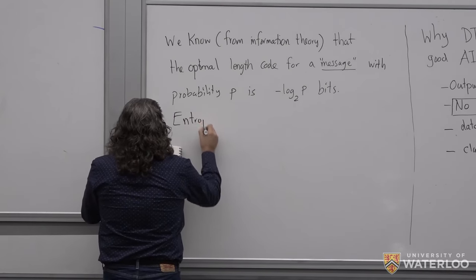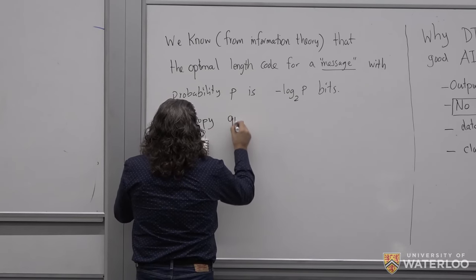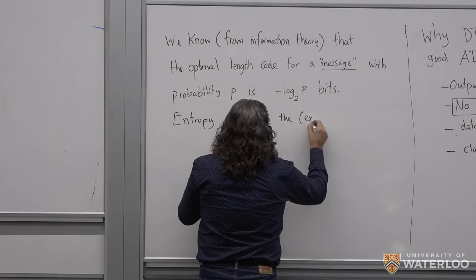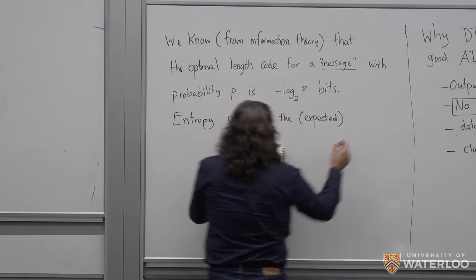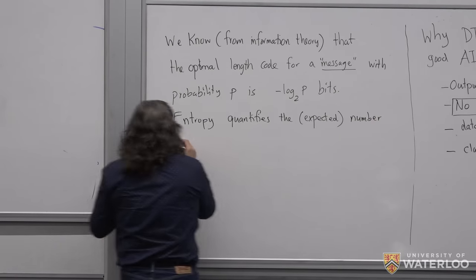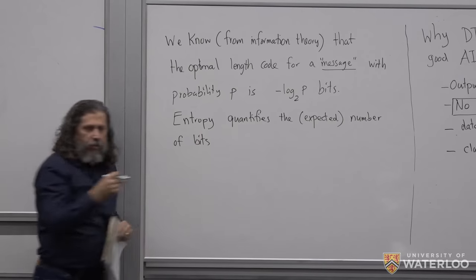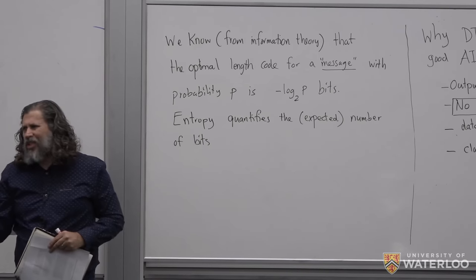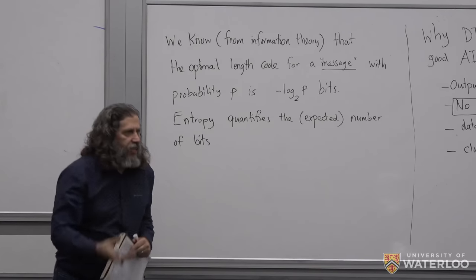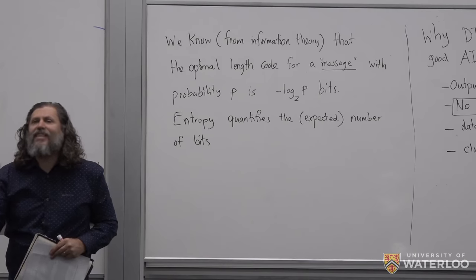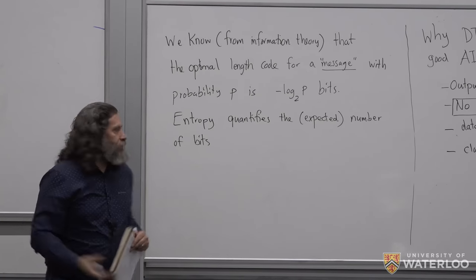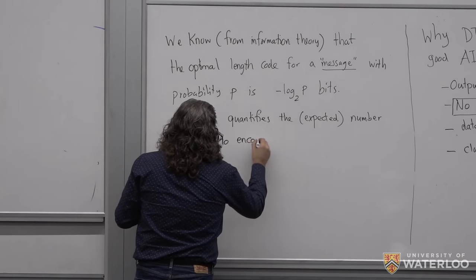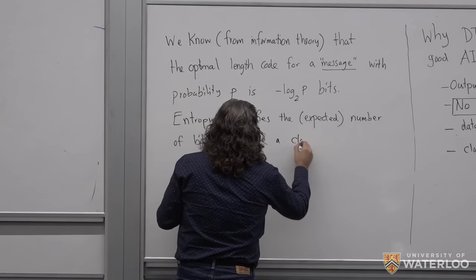The expected number of bits. I put expected in the brackets because we never know the accurate probabilities. We always know an estimate of probabilities because we can never observe events infinitely. We can always observe them in a very limited time. So whatever you get is an expected value. It's not the actual value. So entropy quantifies the expected number of bits to encode a class of randomly drawn samples.